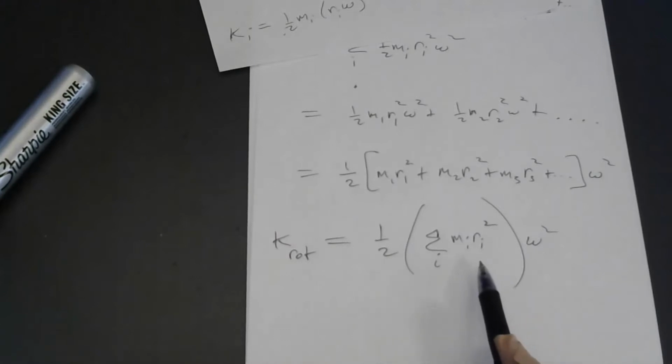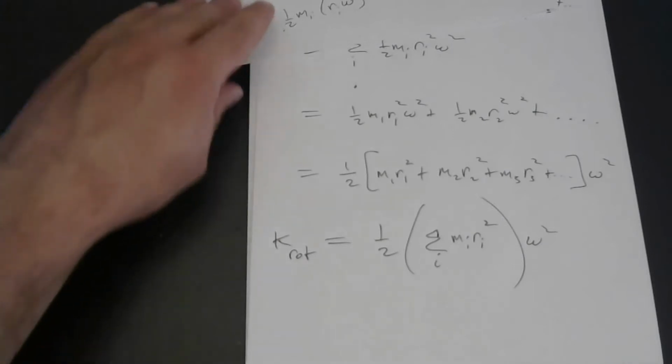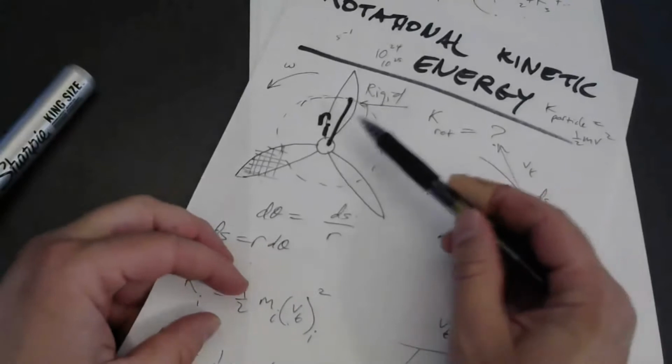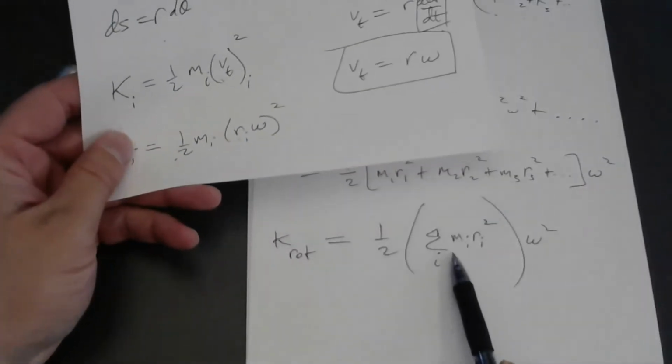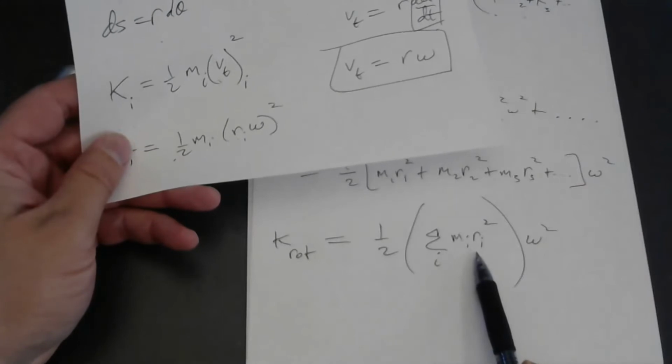That's it. So here it is. That really wasn't too much work. That's our formula for the rotational kinetic energy of an extended object. How do you go about calculating it? Well, you've got to take every little piece of your object, take its mass, multiply by the square of its distance from the axis, and then add all those up.